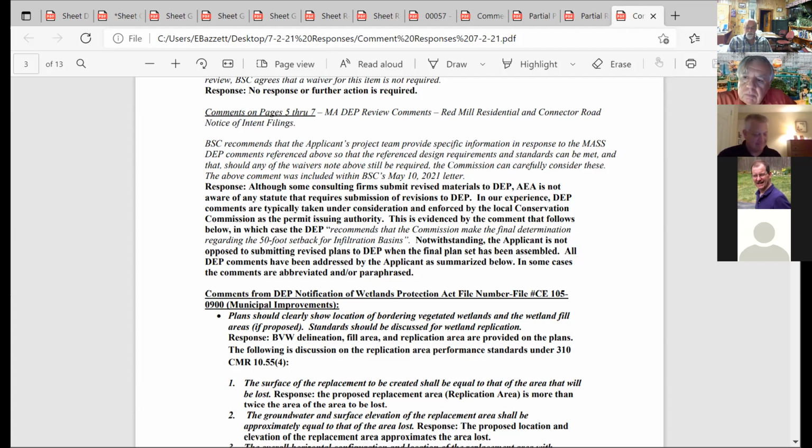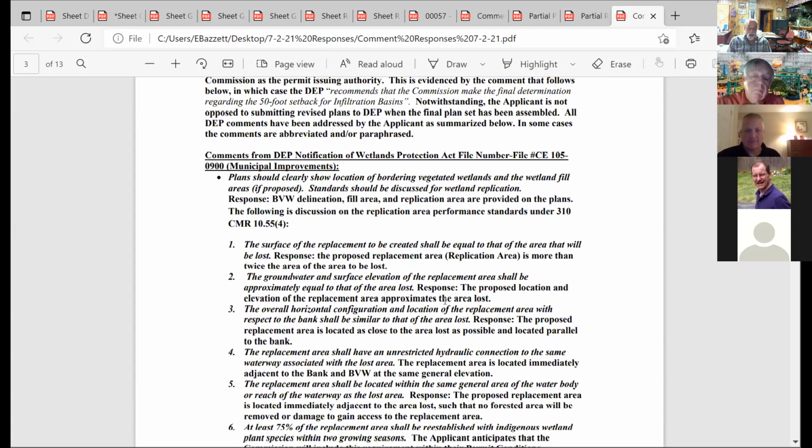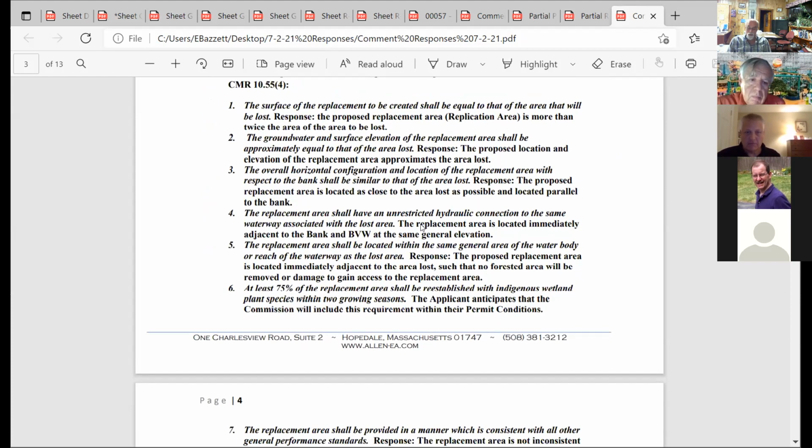So I think that's what we're looking at next, comments from DEP. And you went through it item by item. Yes. I went through these, you've addressed them all. The proposed replication area is more than twice the area to be lost. That's because of the local bylaw. So that's all good. When we get down to number 6, here's something, Mark, we haven't discussed.